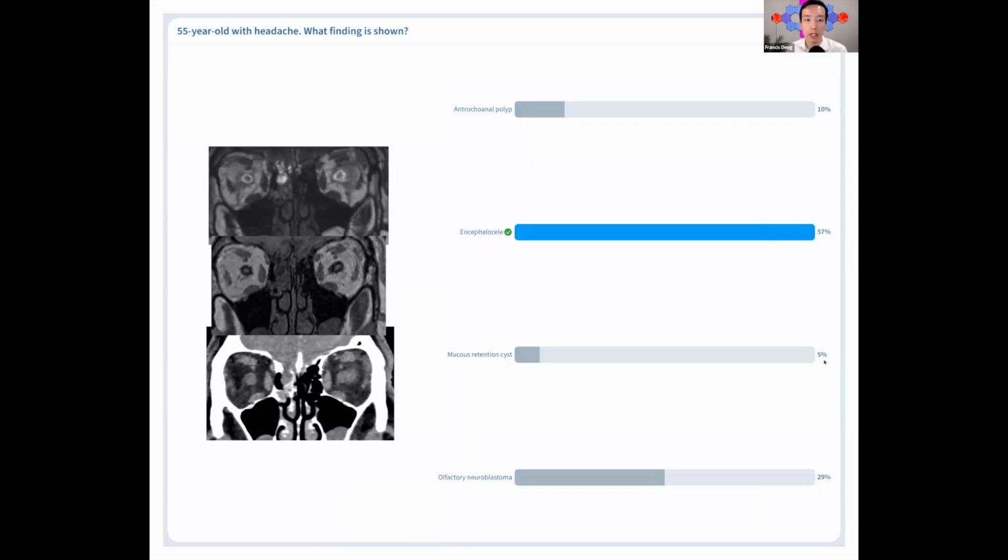Okay, and the correct answer here is encephalocele. Most of you, 57% of you, recognized that there's an abnormality here at the anterior skull base. This is looking at the fovea ethmoidalis, which is the ethmoid roof, and it has this T2 hyperintense appearance, and that represents basically an extension of the CSF space. This is a meningocele.